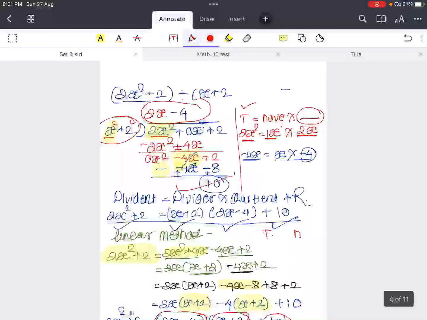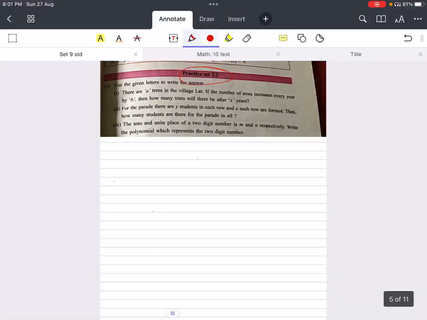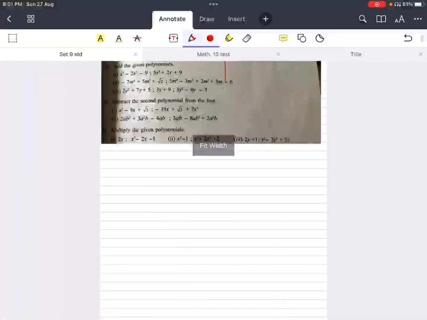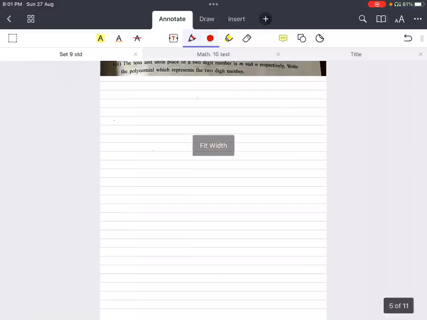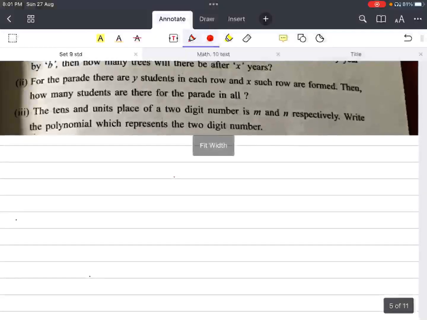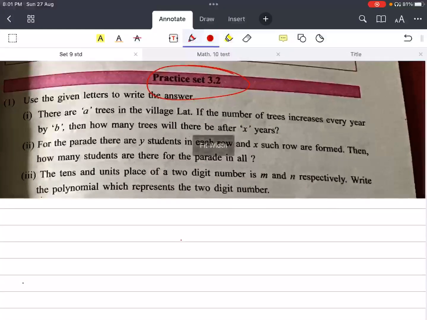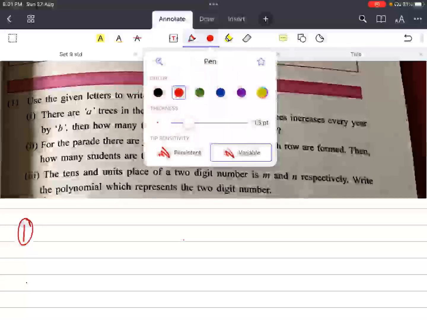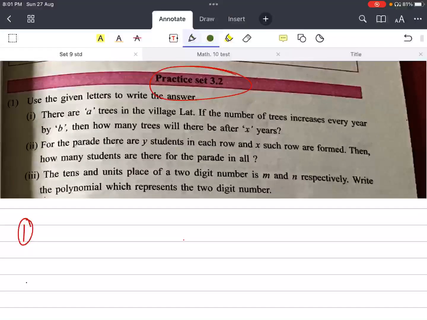Now in the previous video, we talked about a few basic examples related to polynomials. Now, in this video, we are talking about exercise number 3.2. In this 3.2, we will solve questions one by one. First of all, just consider this is the first question.